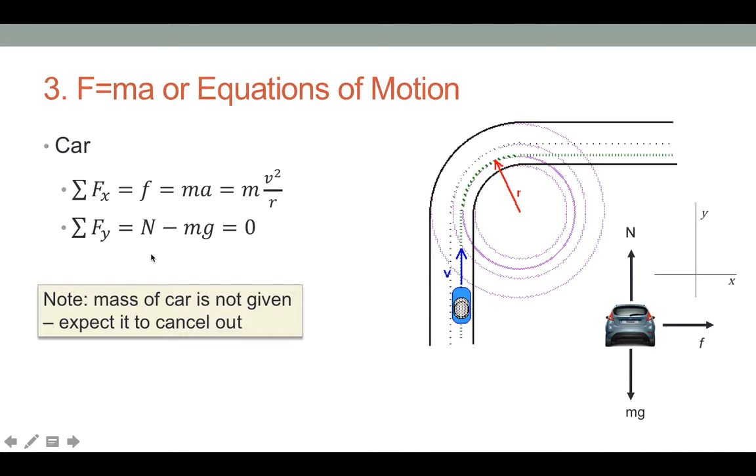We don't know what it is. As a result, when we do the math and actually calculate what the speed is, we're going to have to hope that the mass ends up canceling out somewhere along the line. So that's just something we need to look for. We'll leave mass in here for the time being, noting that mass is not known.